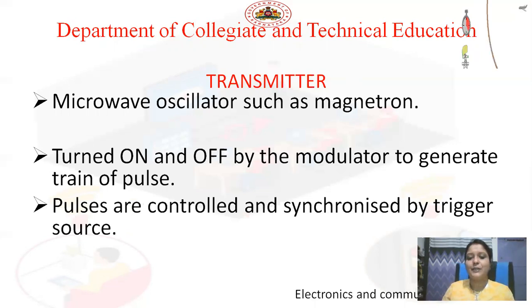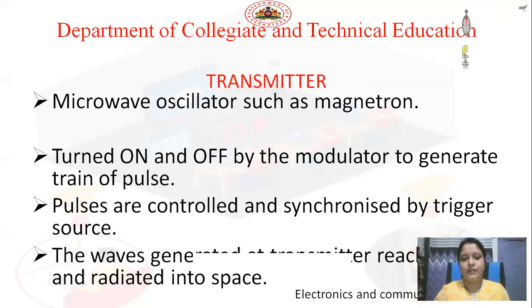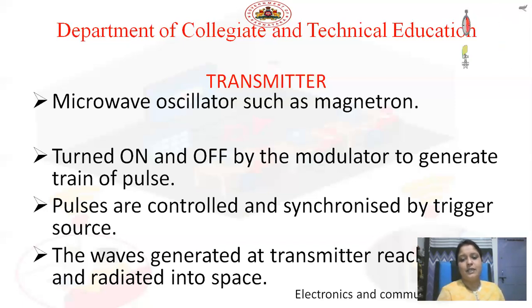Now the pulses are controlled and synchronized by the trigger source, because we are applying the trigger source there also. Therefore, the main function of the trigger source is to control and synchronize the transmitter section and the receiver section. The wave generated at the transmitter reaches the duplexer and the antenna, and it is radiated into space.